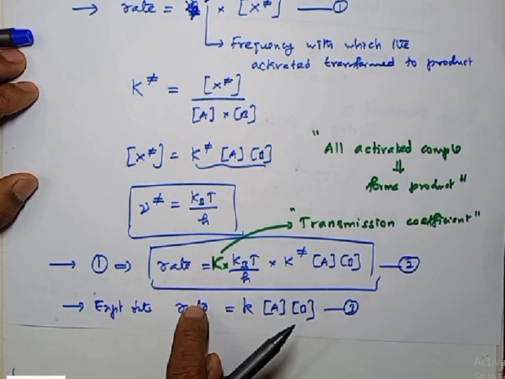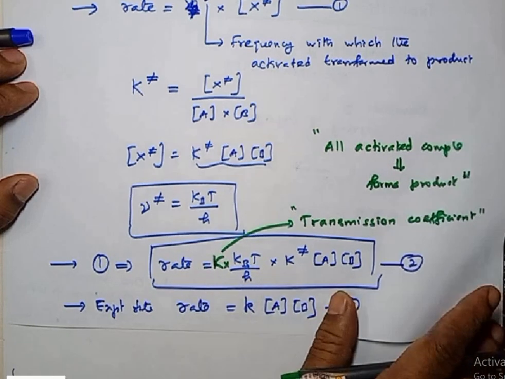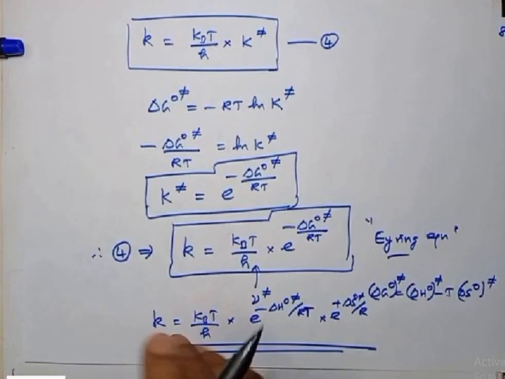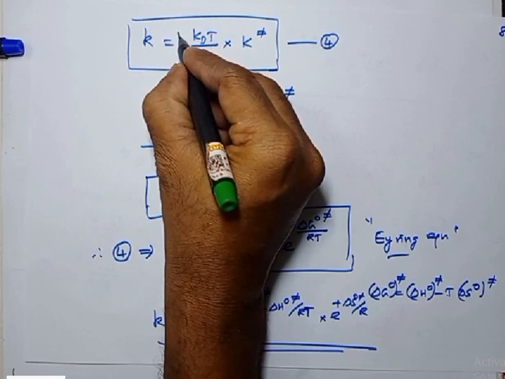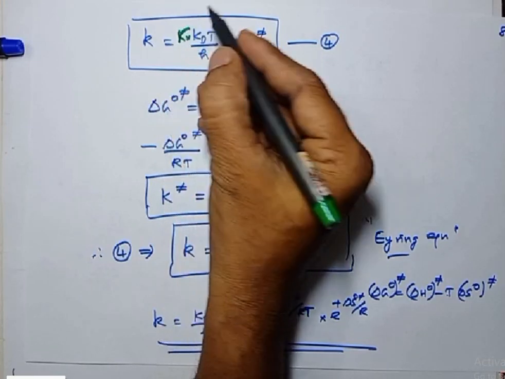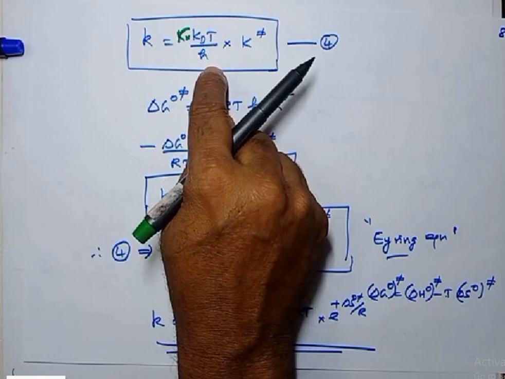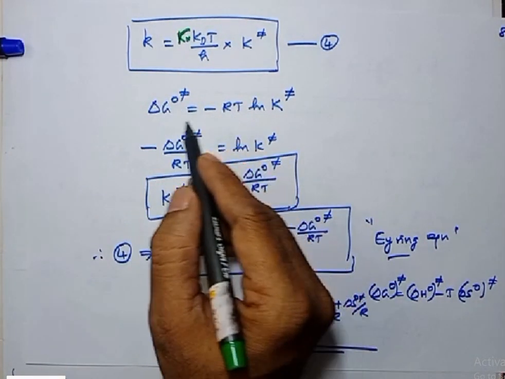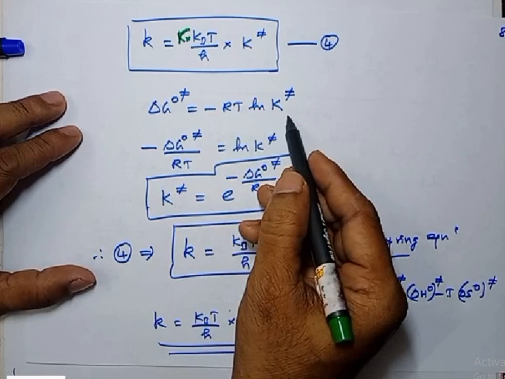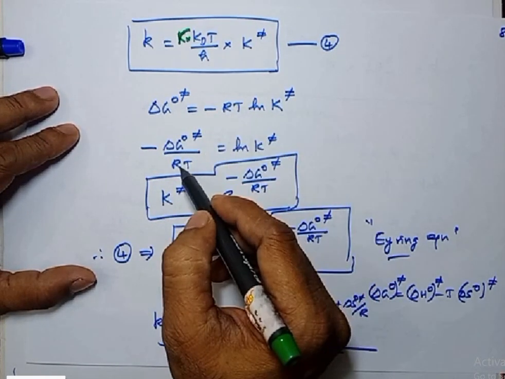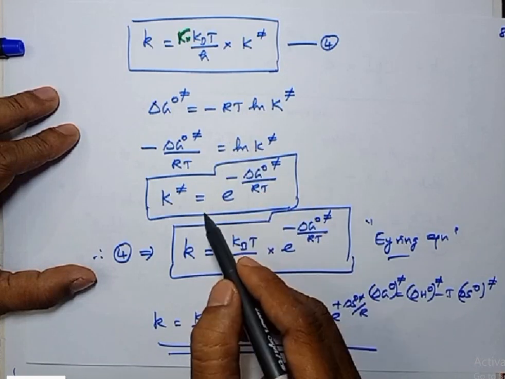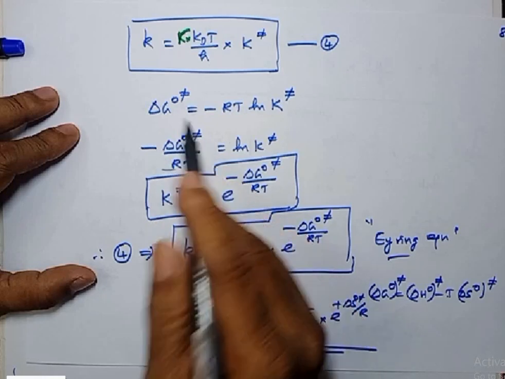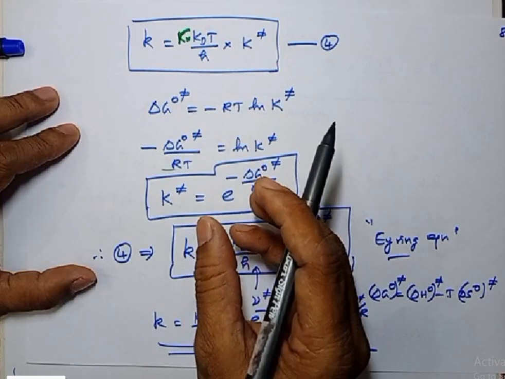Since these two are one and the same, let me equate the right hand sides. To equate the right hand sides, we get an expression like this. Let me include the kappa also here: kappa times kBT by h times K double dagger. And we know that delta G naught double dagger equals minus RT ln K. Then bring this RT to the left hand side. This is equal to ln K double dagger. Then what is K double dagger? If we remove the log, this entire quantity becomes e to the power of the exponential term.